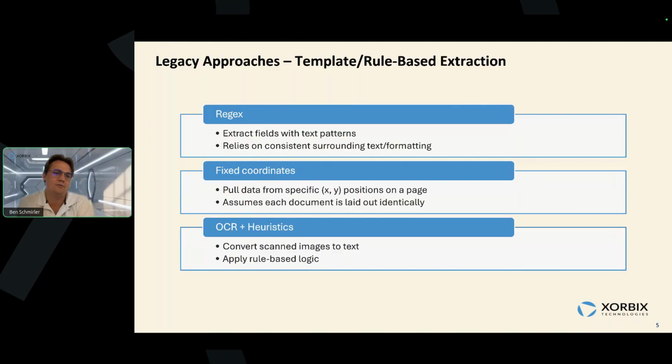You can use regular expressions to extract fields with text patterns, and then you can use something called OCR and heuristics. So these convert scanned images to text and apply rule-based logic to solve intelligent document processing.